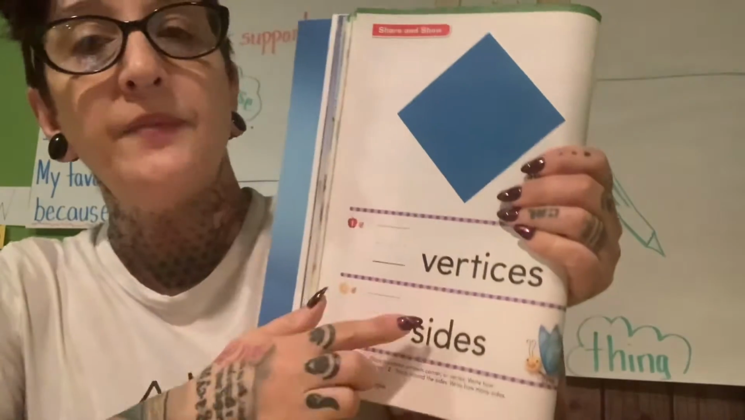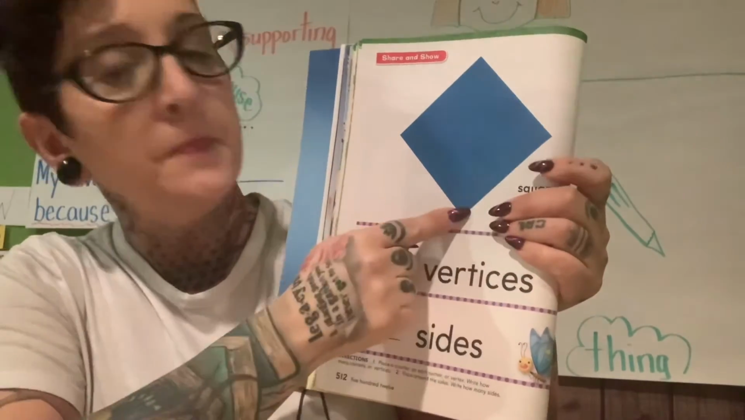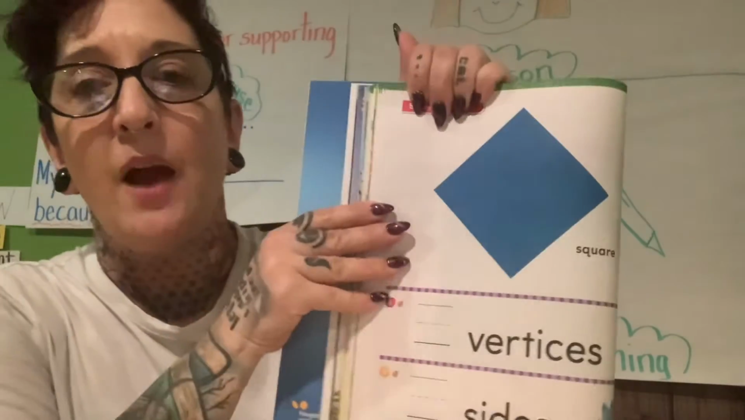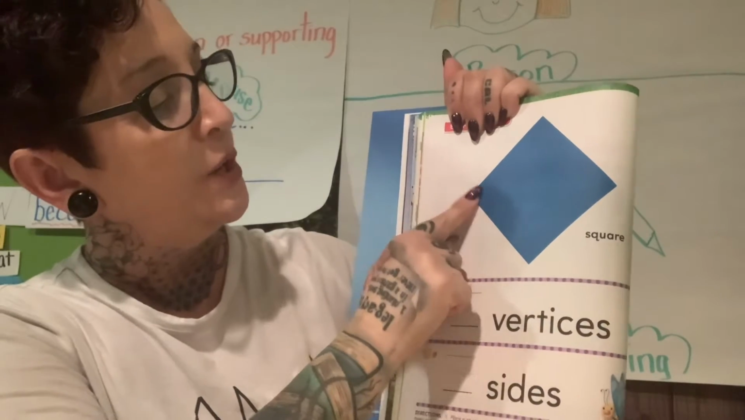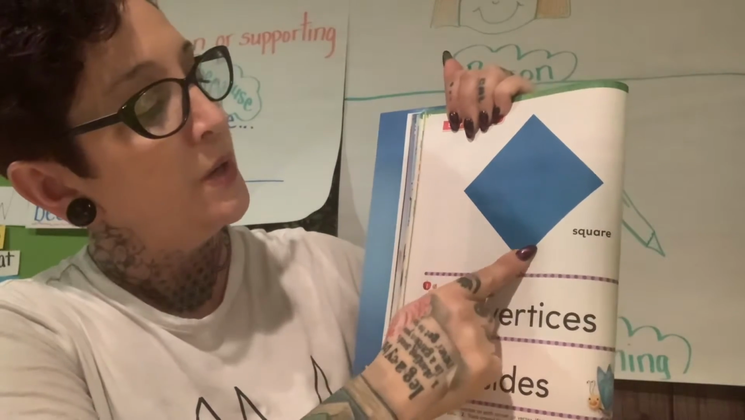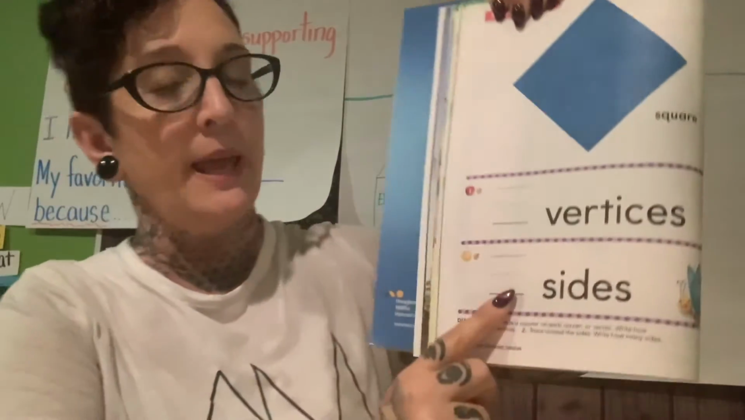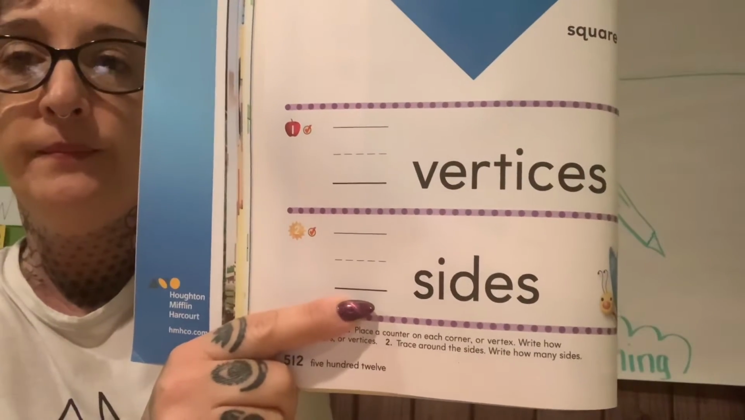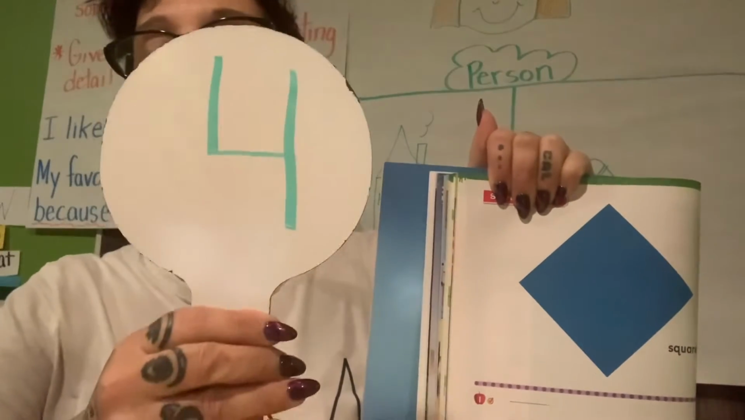If it has 4 vertices, we have to count these things. Do you remember what they're called? All these parts right here? They're called sides. So let's count the sides. Let's start here. 1, 2, 3, 4. So again, what number are we going to write here? That's right, we're going to write 4 again. So it has 4 sides.